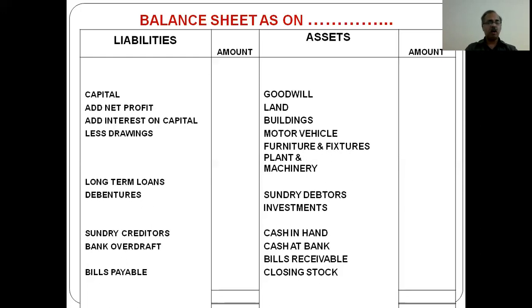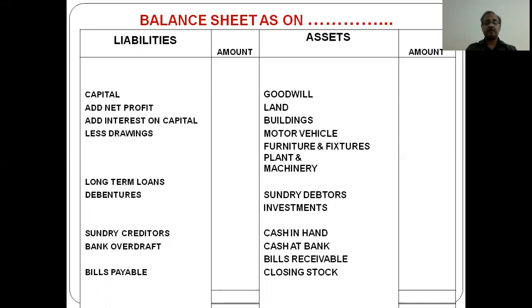The next one, long-term loans and advances, debentures, or any other kind of long-term loans or advances in any other form, will be shown on the liability side of the balance sheet. The next items are all current liabilities or short-term liabilities: sundry creditors, bank overdraft, bills payable, and any short-term loans or other advances will also be shown on the liability side of the balance sheet.